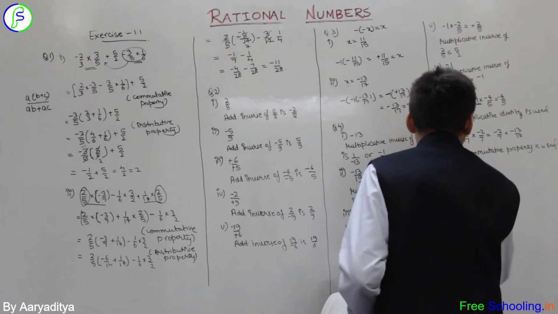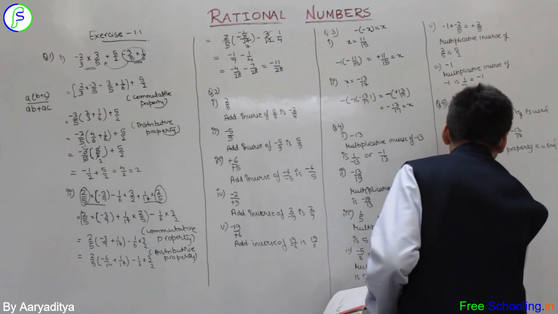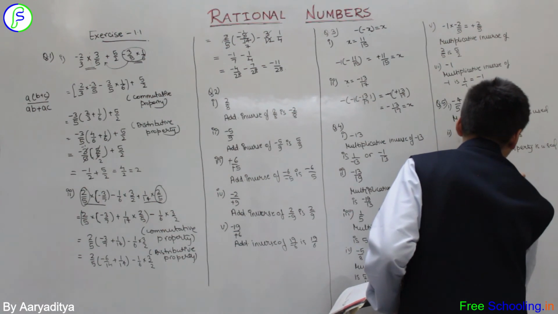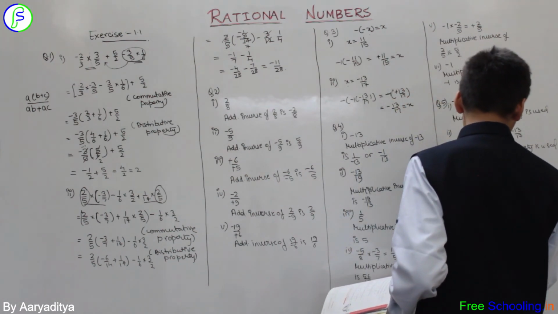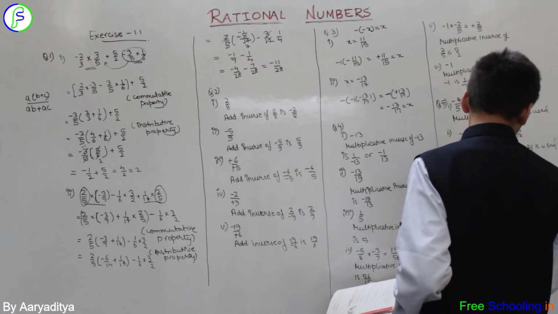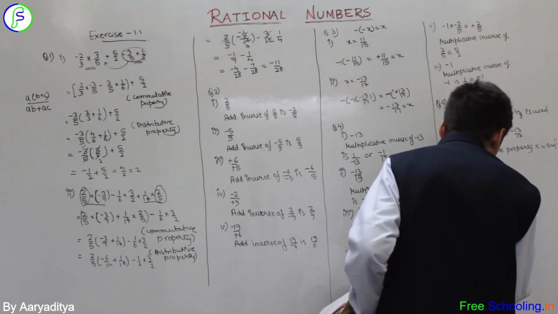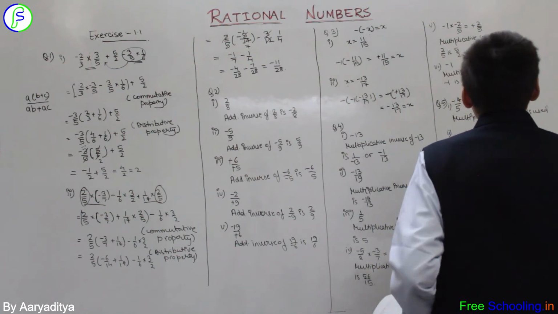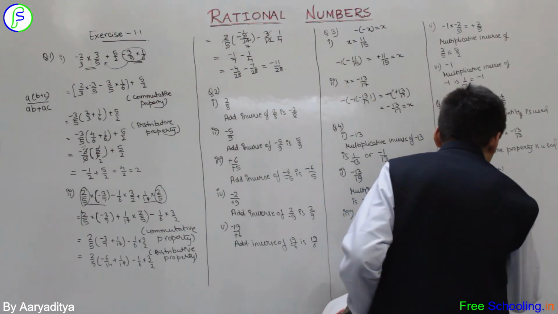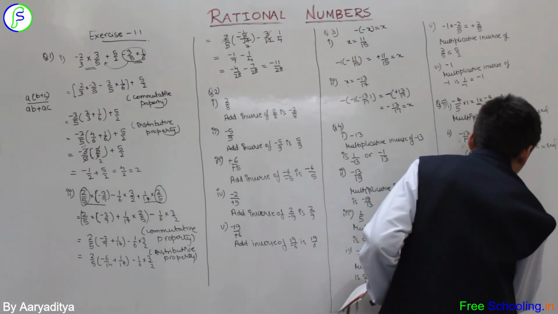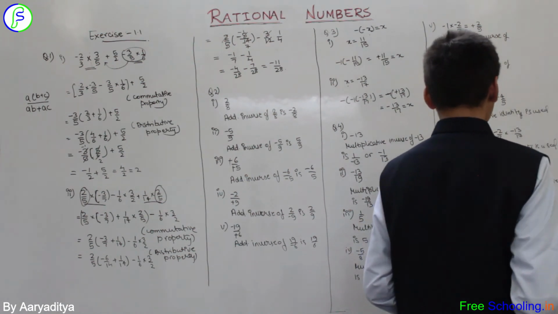Moving on to the third. It says minus 19 by 29 into 29 by minus 19 is equal to 1. So this is given to us. Here we can simplify this, and the answer we'll be getting is 1. As we can see, the multiplicative inverse of minus 19 by 29 is 29 by minus 19. And if you multiply the multiplicative inverse of a number with the number itself, the answer will be 1. So which property is used? Multiplicative inverse. Multiplicative inverse is used.